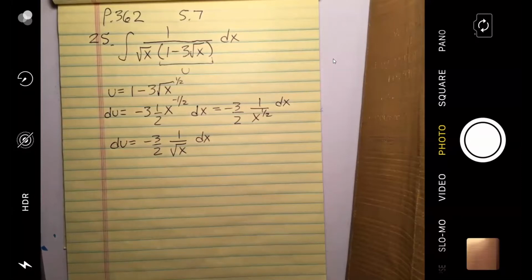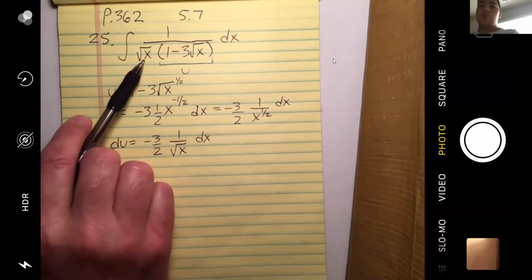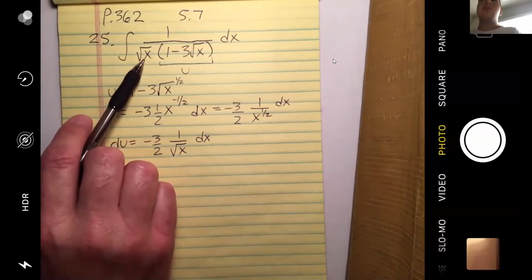For the u, why didn't you do the bottom square root x? Why didn't I make the u just this? Or why didn't you add that? Okay, I'll show you why I didn't.